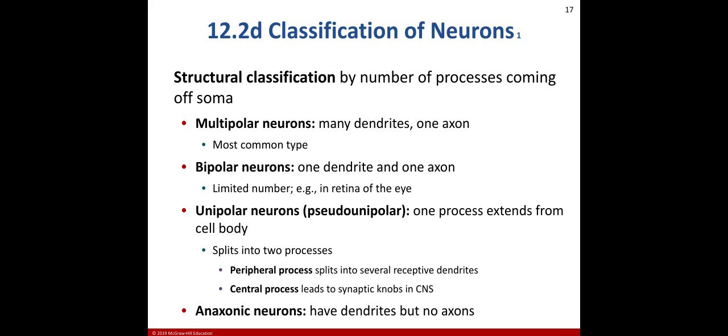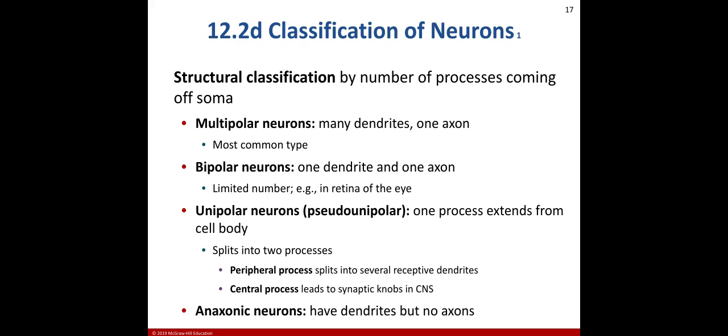So, with that, we need to classify our nerves not just by how they move things, but also structurally too. In that, we're looking at how many processes or little fingers are coming off of the soma. So, if we've got multipolar neurons, that's a lot of dendrites coming off with one axon. This is the most common type. Then there are bipolar neurons where you've got one dendrite and one axon. That is not incredibly common. Really, it's in your eye that you'll see that.